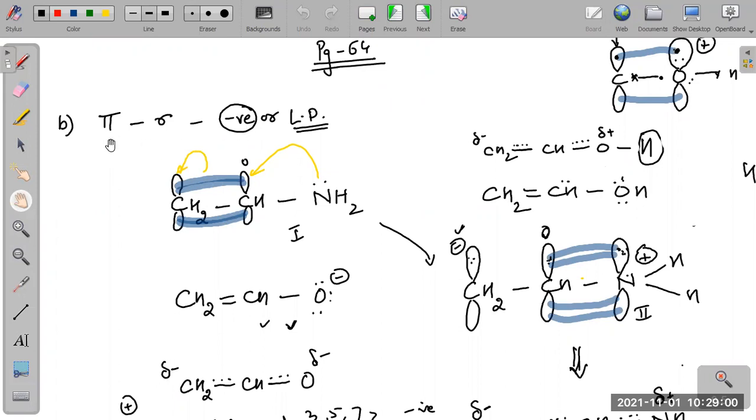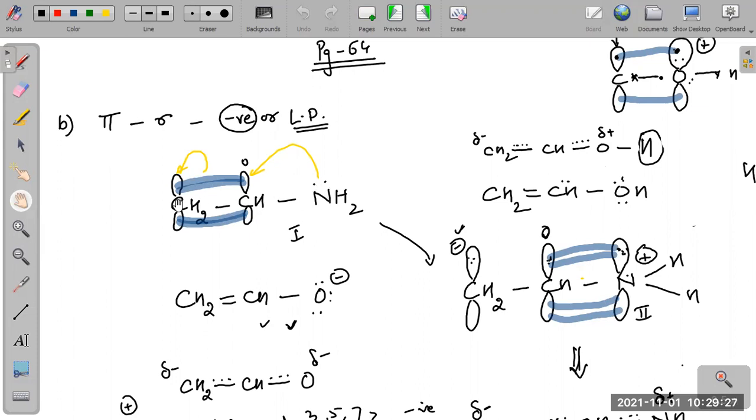The second pattern which allows the resonance to take place is pi, sigma and negative charge or lone pair system. Pi, sigma, negative charge or lone pair system. This is a high energy system. This is relatively low. So these high energy electrons try to delocalize in pi orbitals.